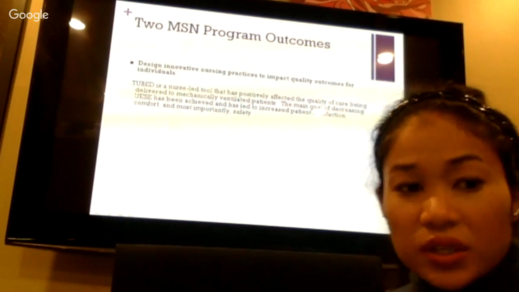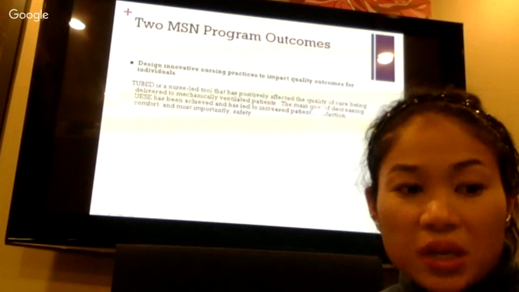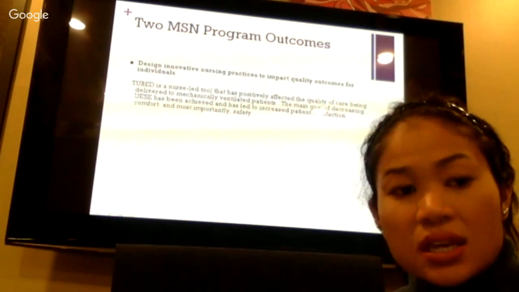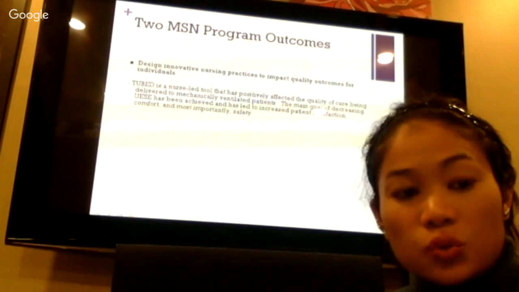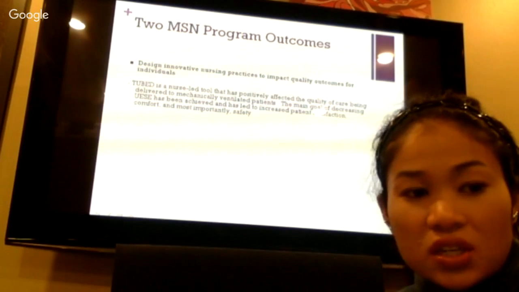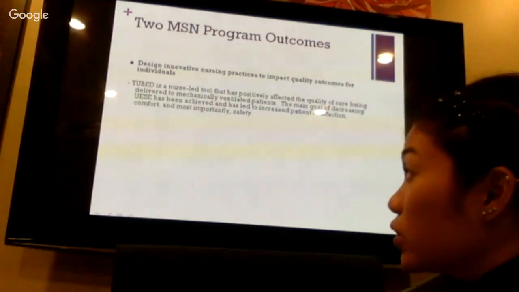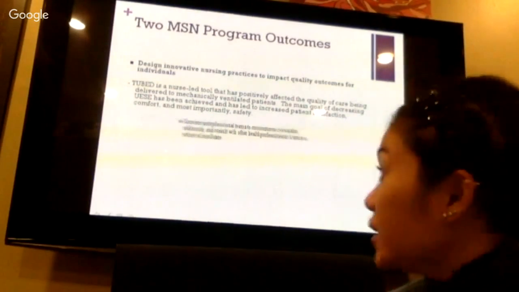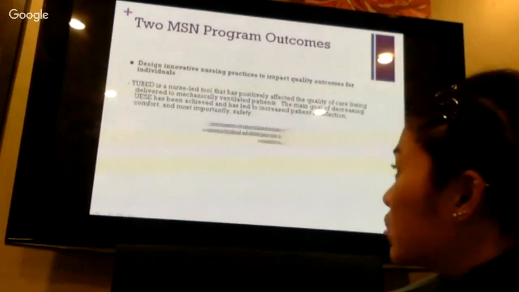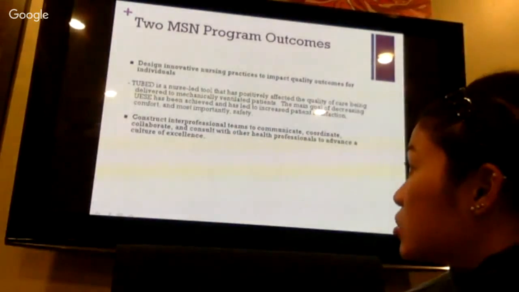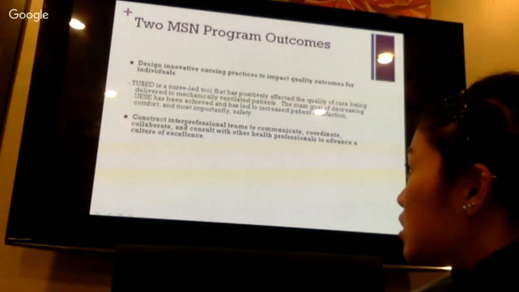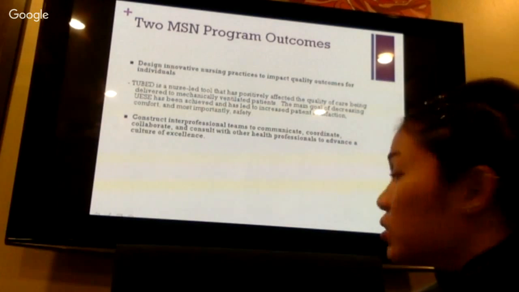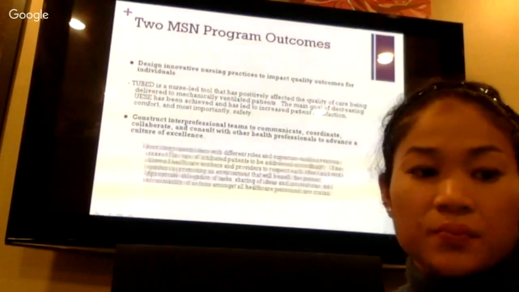And then the evidence summary in chapter 2 of the paper emphasizes that patient comfort and absence of distress have been shown to lead to decreased self-extubations and less problems during their hospitalization stay. And then the second MSN program outcome I talked about is construct interprofessional teams to communicate, coordinate, collaborate, and consult with other healthcare professionals to advance a culture of excellence.